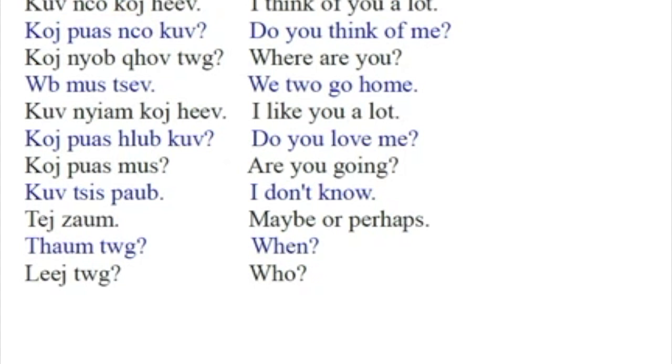Under here is Hmong, and under here is English. So the first one is: gu yo go hang. I think of you a lot, or I miss you a lot. Go bua yo gu. Do you think of me, or do you miss me? Go nyo ko tu. Where are you? Or it could mean, where do you live?